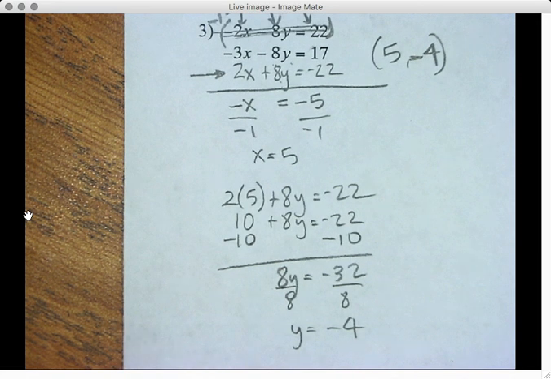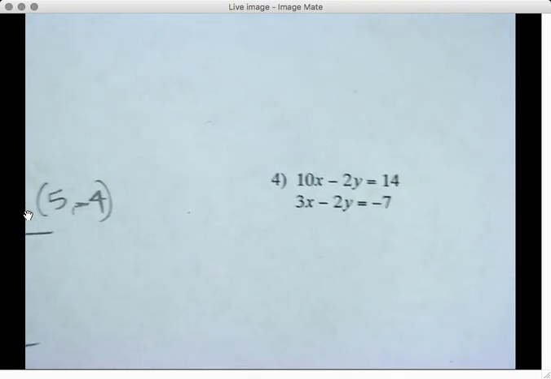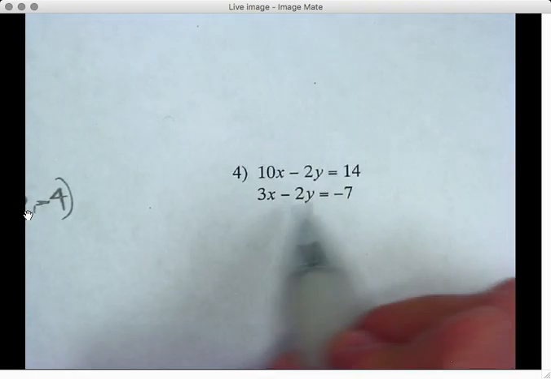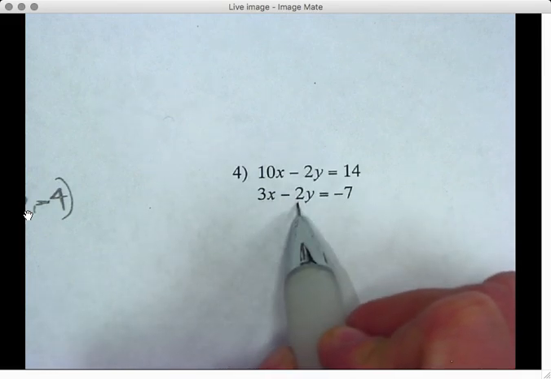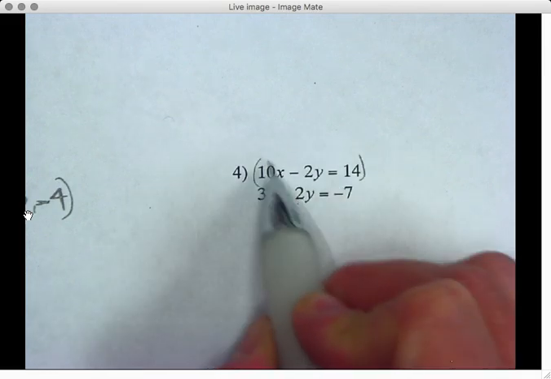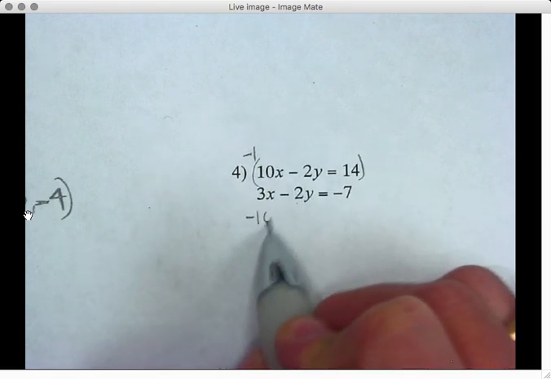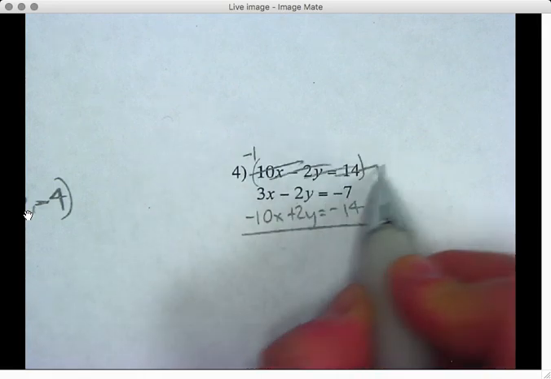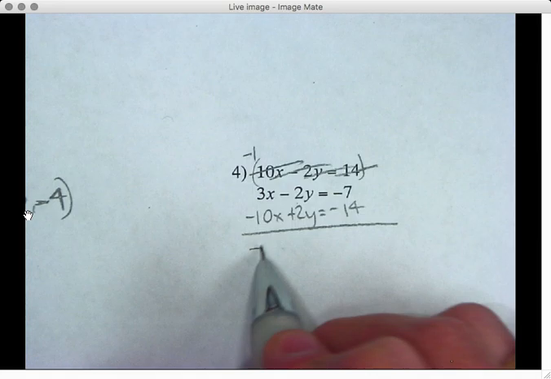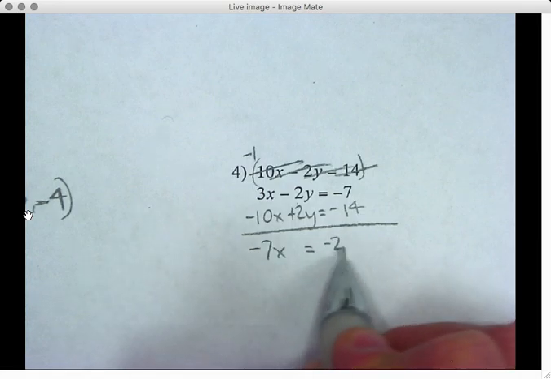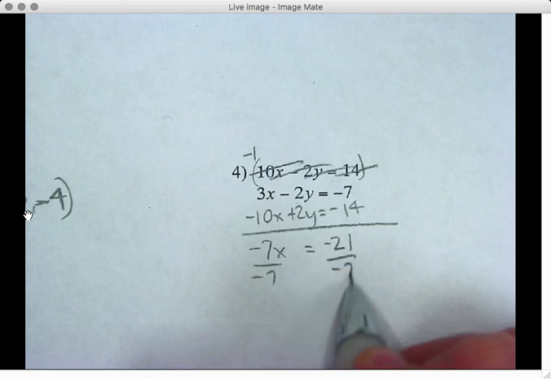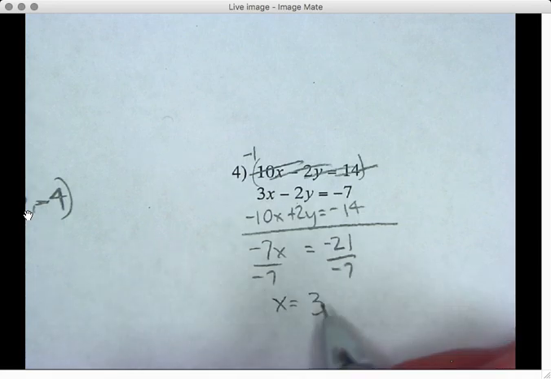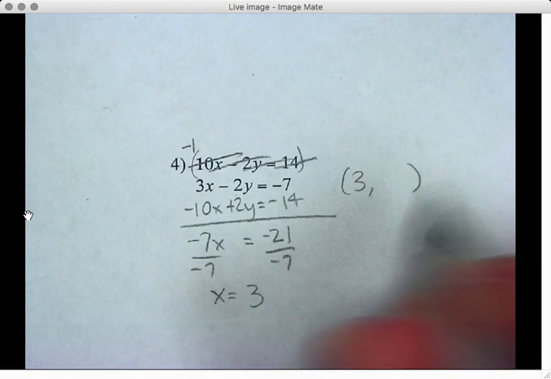All right, so again, every problem today should be set up really nice for you, either already opposites or you can make them opposites. Let me see if I can squeeze this one in before I run out of time. So notice, these are not opposites, but I can make them opposites if I just multiply the top equation by negative 1. Now my top equation's gone, and I'm going to just deal with the bottom two. Negative 7x is going to equal negative 21. When I just solve this equation, I've got the x value of 3.